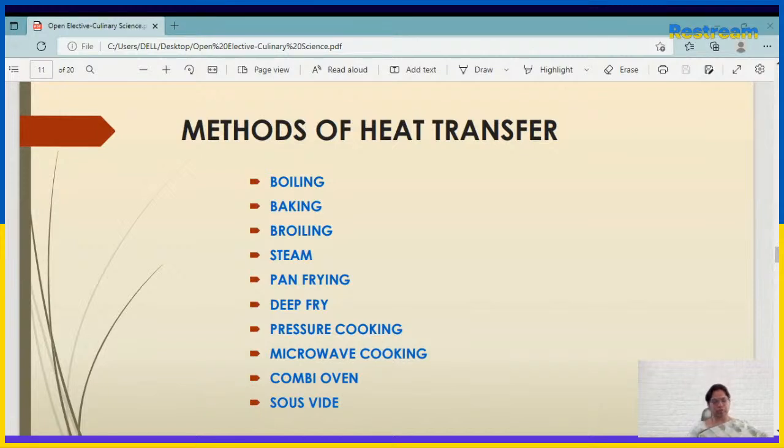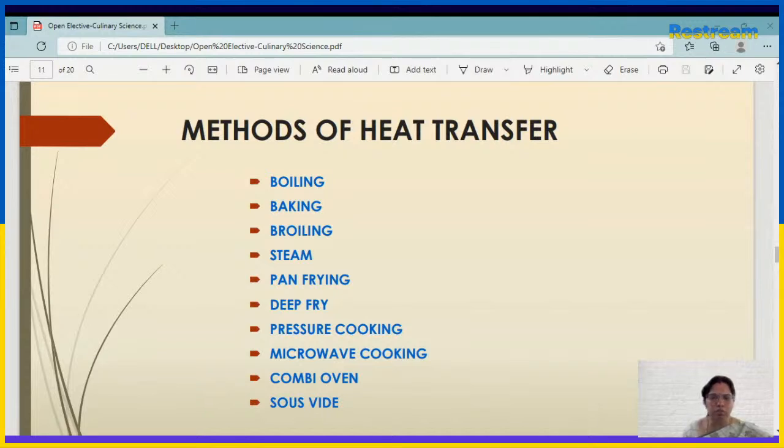You know every food has to be heated, so how is it heated? The first thing is boiling. It is the method of cooking food in boiling water or other water-based liquids such as stock or milk. Then baking, where dry heat is given, or it can be in hot ashes or hot stones, and nowadays hot irons have also come.